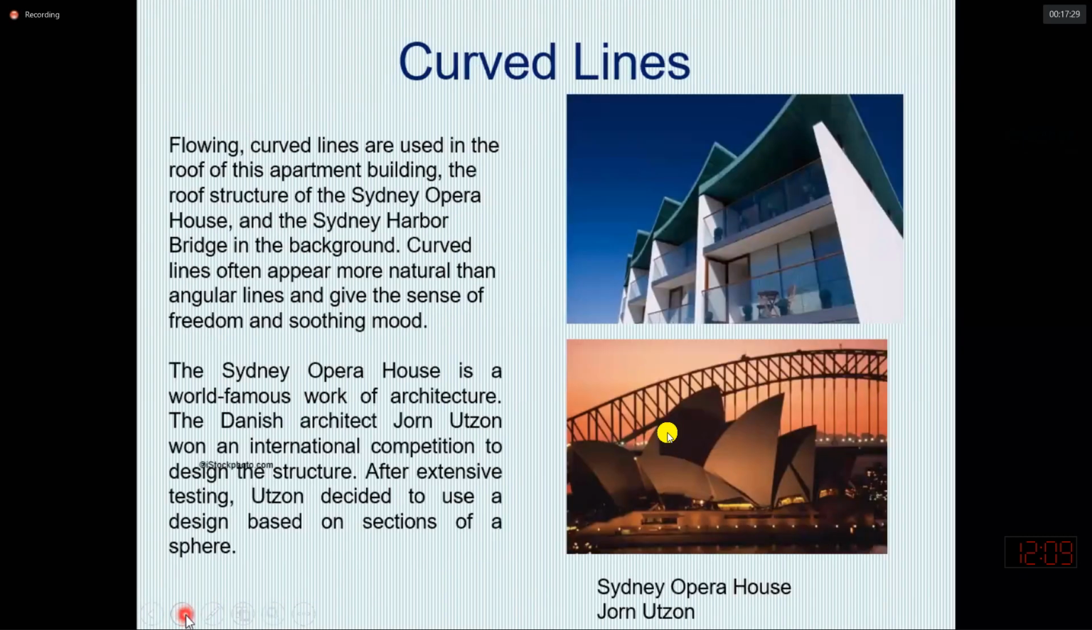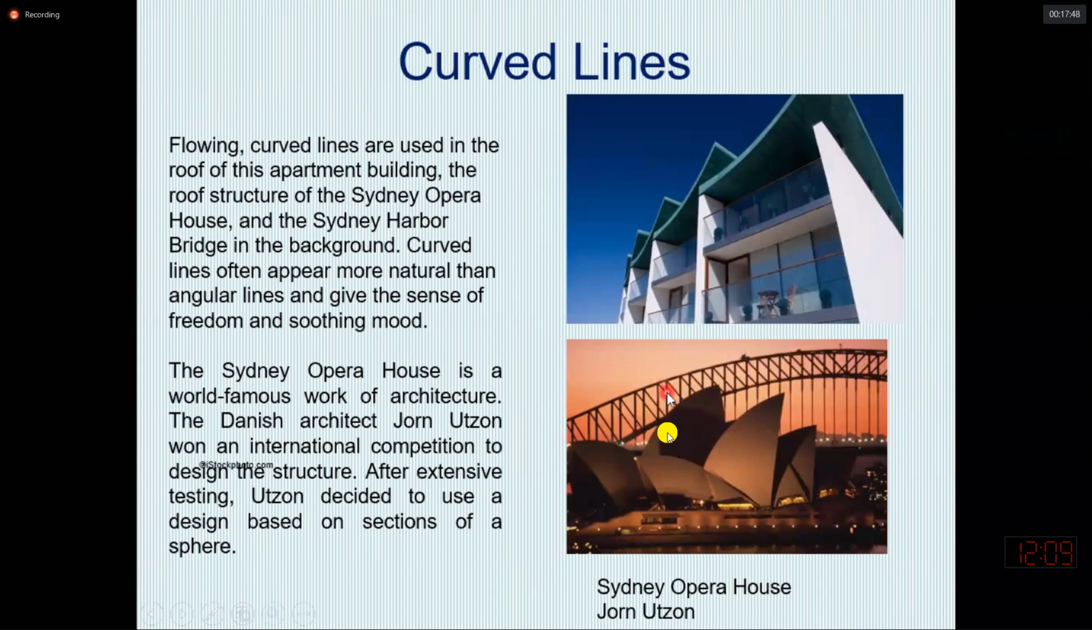Free flowing curves. This type of lines are used in the roof of this apartment building, and the roof structure of Sydney Opera House. The second building is the Sydney Opera House, and the first building is the apartment building associated with this. In the background, you will see a steel bridge.